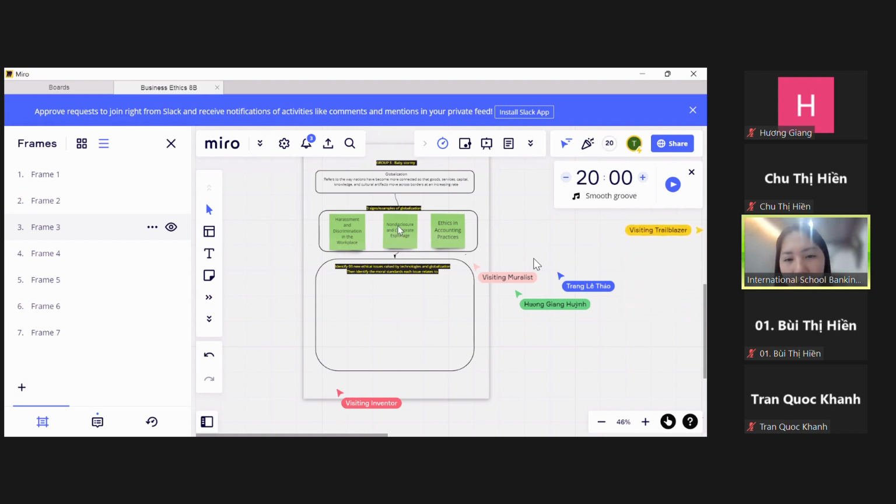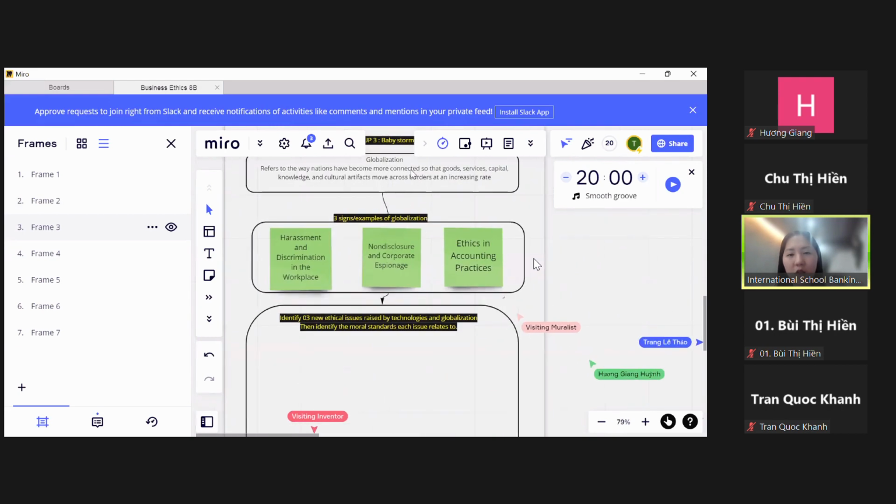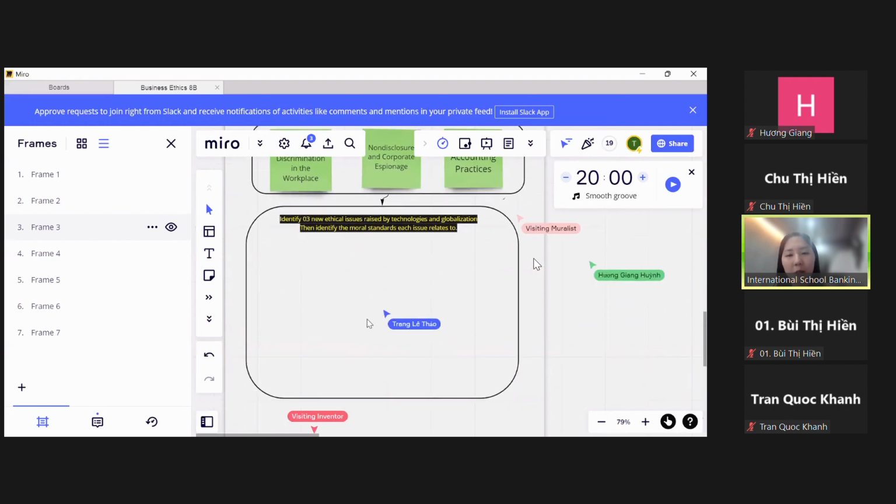Next, we have non-disclosure and corporate espionage. Okay, I do not understand this one. Ethics in accounting practice. How can this be an example of globalization? Okay, so this is not clear. Okay, this one doesn't show the connection between countries. Doesn't show the flow of goods, services, capital, knowledge, and culture. Doesn't show the exchange between countries related to goods, services, capital, knowledge, and culture. Okay, so you guys can discuss again today at home to redo the example and then complete the second part.